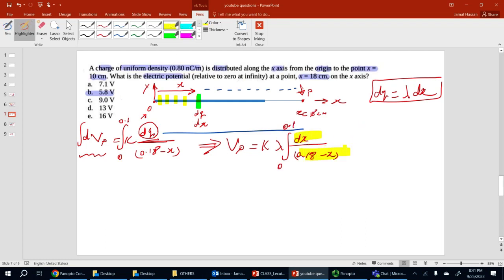The answer for this is equal to ln, or actually minus ln. So this equals lambda k times minus ln of 0.18 minus x, okay? So we have the value from 0 to 0.1. And this should give us the correct answer, looks like B is correct, equal to V.